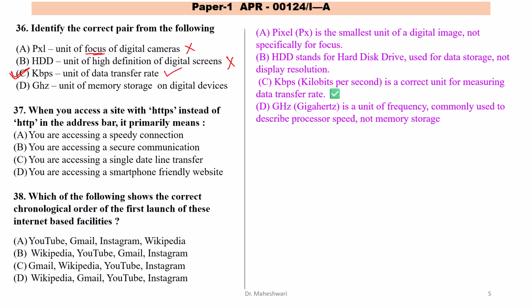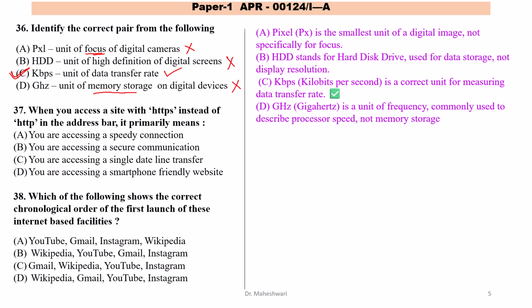Then GHz is nothing but gigahertz. It is a unit of frequency commonly used for describing the processor speed, not the memory storage. And they have mentioned memory storage, so it is wrong. If it would have been processor speed, then it would have been correct. Okay, so this way you should know the other remaining options also, because in the next exam they may ask among this. So read these carefully and try to remember them.